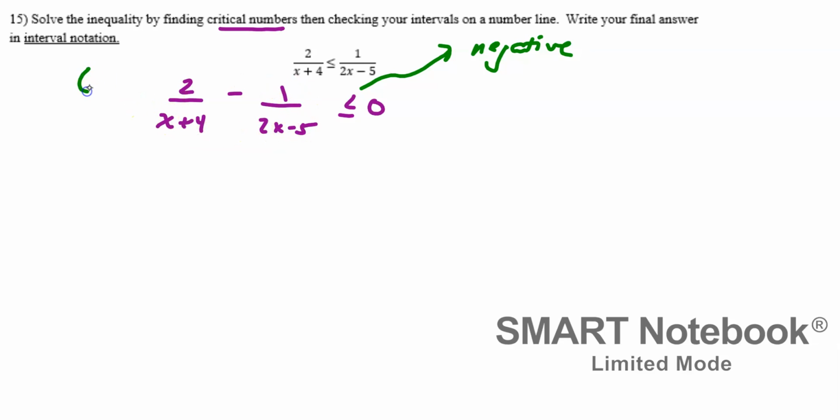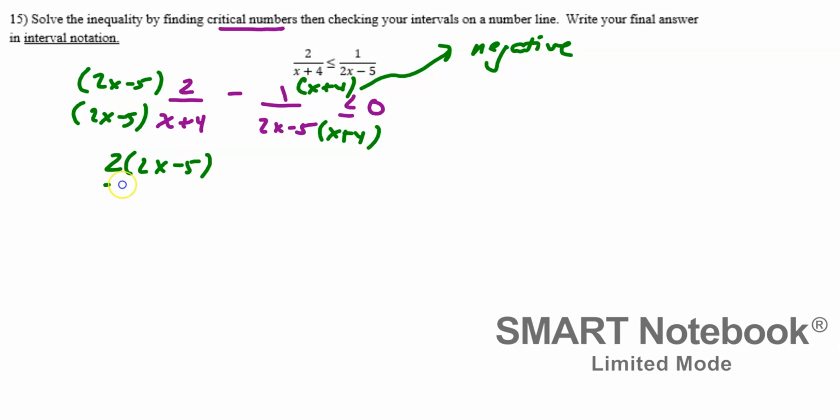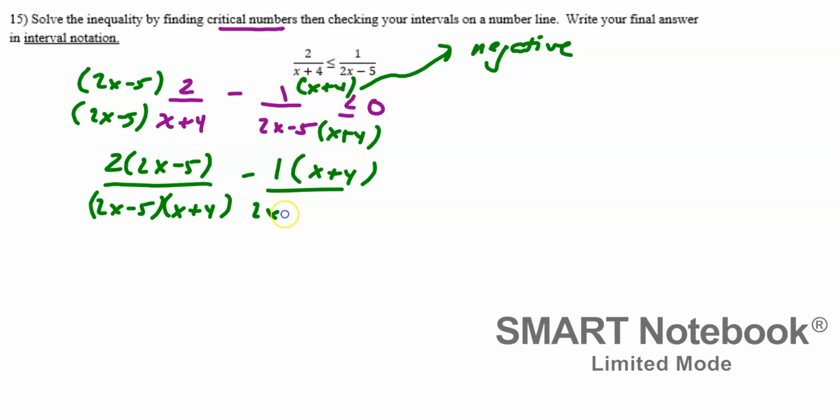So the first fraction has the denominator of 2x minus 5. So the first piece needs to be multiplied by 2x minus 5, and the second piece needs the x plus 4. So if we're going to get that common denominator, we need to do this first thing. So here's what we have. 2 times 2x minus 5 over 2x minus 5, x plus 4, minus 1 times x plus 4 over 2x minus 5, x plus 4 is less than or equal to 0.